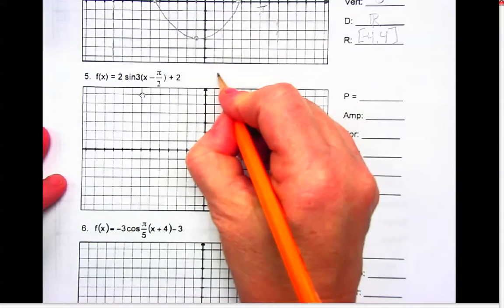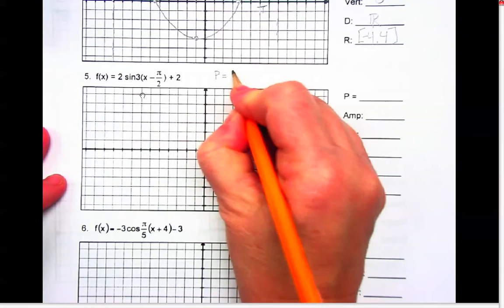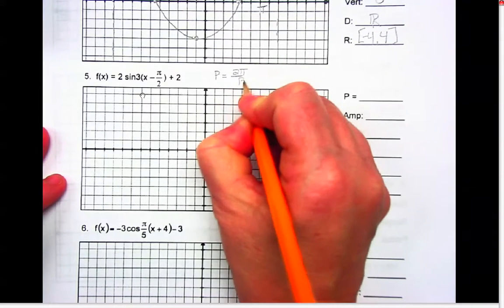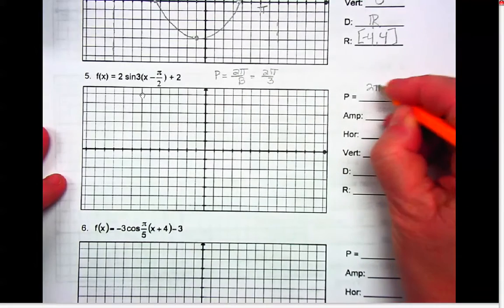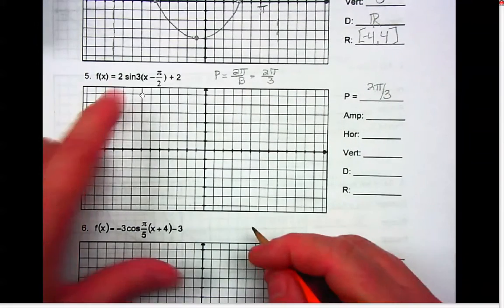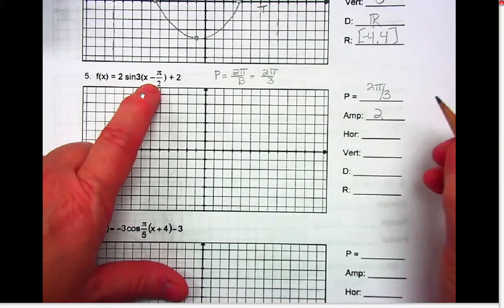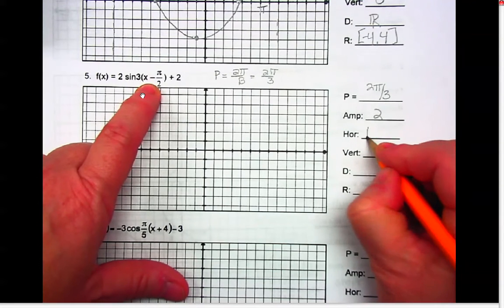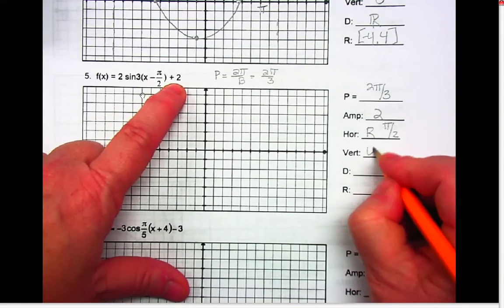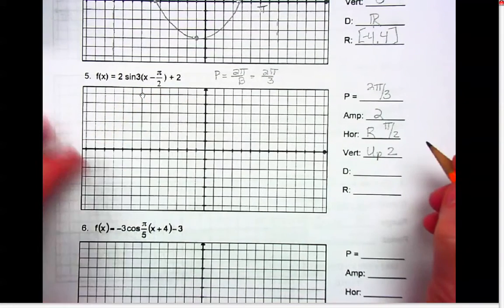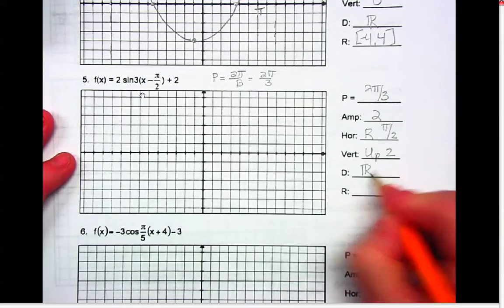Okay, let's look at the period. The period is equal to 2 pi over b. So 2 pi over 3, that'd just be 2 pi thirds. The amplitude is 2. The horizontal shift is right pi over 2. The vertical shift is up 2. Okay, domain is all reals.